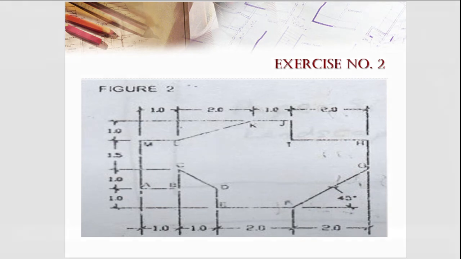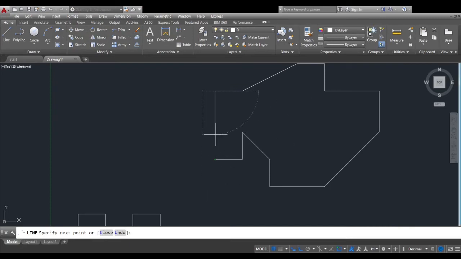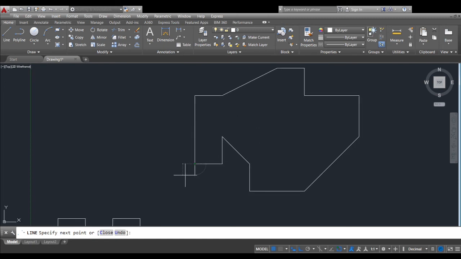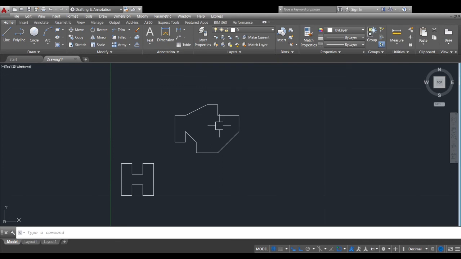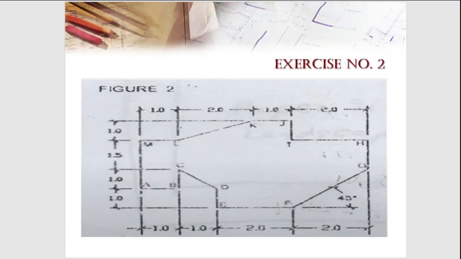So let's try it. Let's try to close the figure using the coordinates. So hashtag 6 comma 15. So there, we already closed the figure. Or we just type C to close it. So that is our figure. Okay, let's go back to our PowerPoint to see if we have the same figure. So we have the same figure from our CAD.